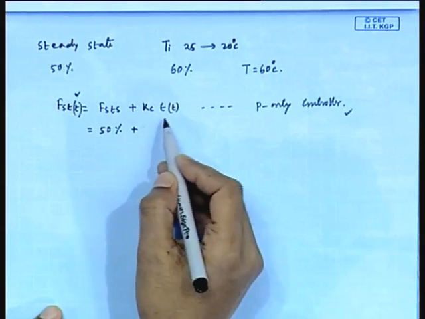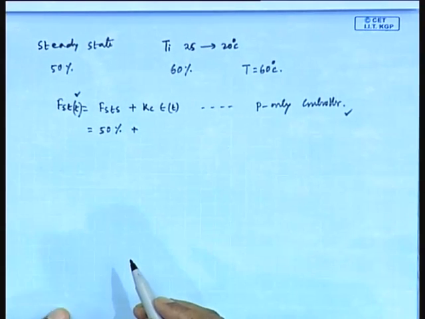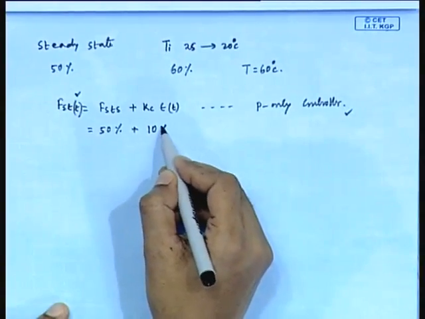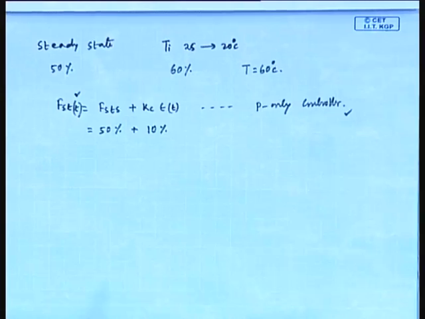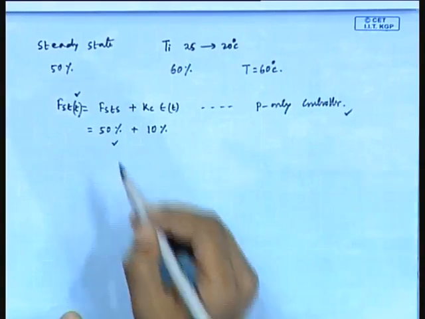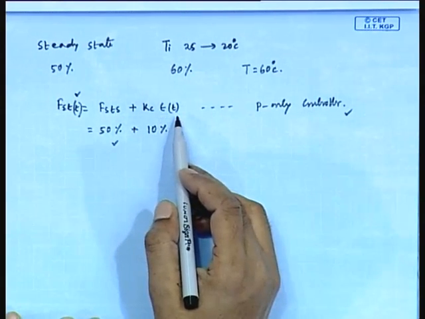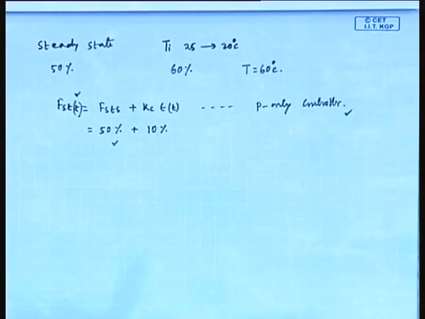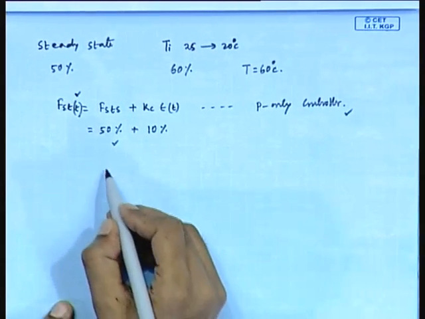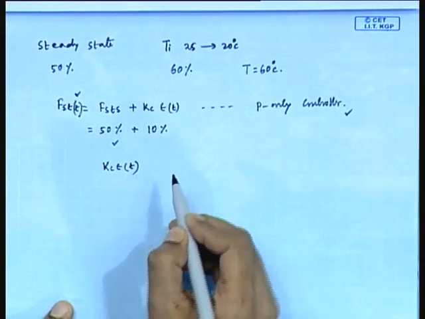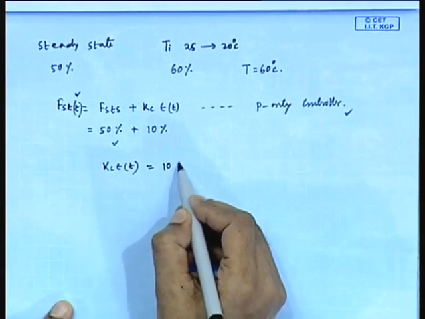And how much will the second term be? How much will be Kc epsilon T? Remaining 10%. Agree or not? FSTS is the steady state value of FST. We have considered 50% opening at steady state. So, FSTS we can write as 50% and the rest, Kc epsilon t, will be the remaining 10%, fine. So, what it indicates? Kc epsilon t equals 10%.